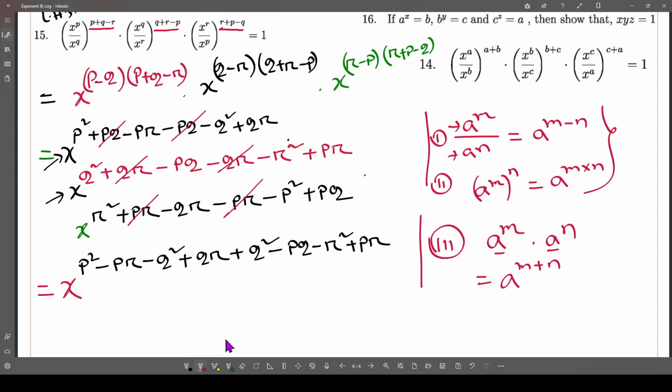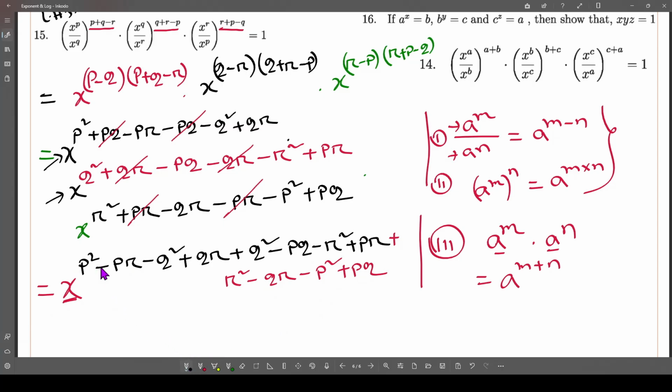Okay, so we can write in here. So next this is plus, so r square minus qr, then minus p square, then plus pq, everything to the power, right? x is a base and this one is power.